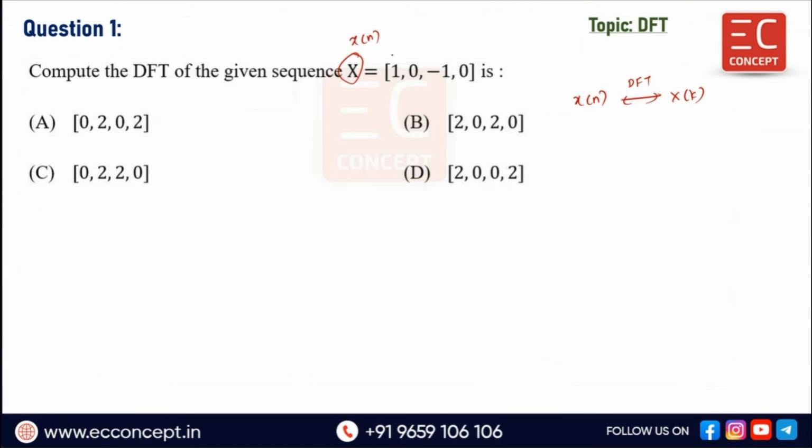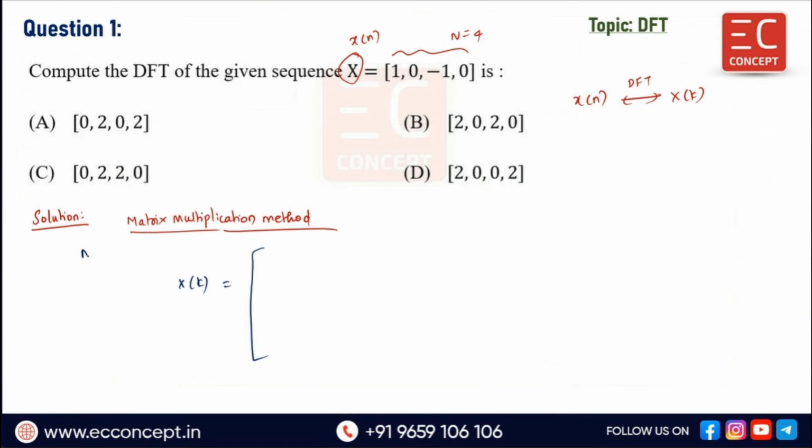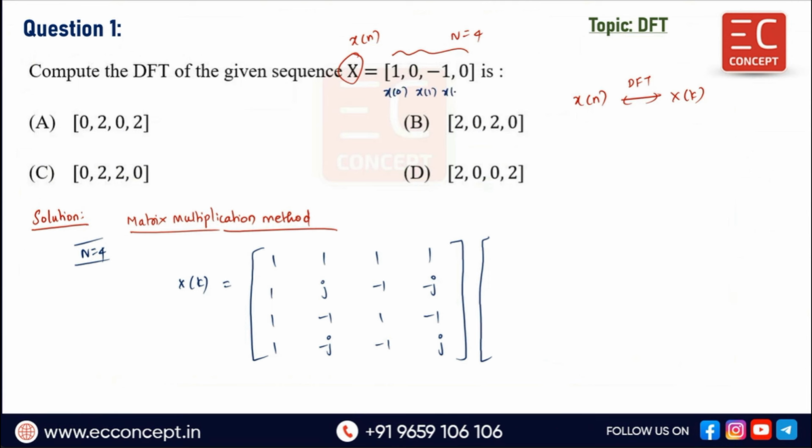Now how many points are given? N is equal to 4, so a 4-point input sequence is given, and we can calculate its DFT. Solution: I am using the matrix multiplication method, that is the DFT matrix method. X of k is equal to, for n equal to 4, the matrix with rows 1 1 1 1; 1, -j, -1, j; 1, -1, 1, -1; 1, j, -1, -j, multiplied by x of 0, x of 1, x of 2, x of 3.